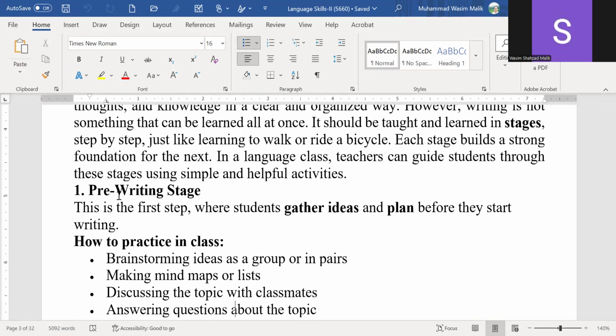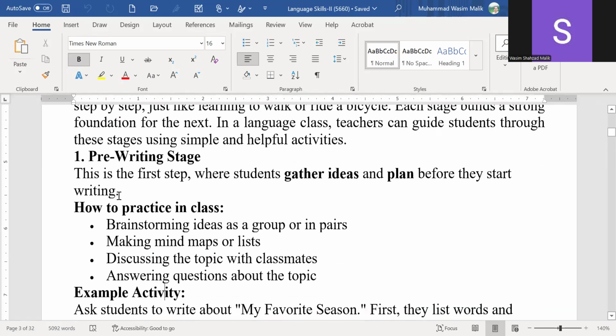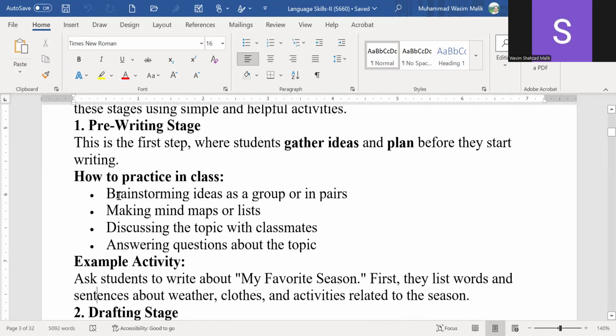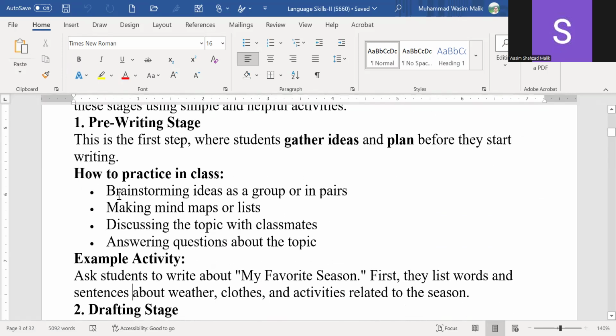Answering questions about the topic. Example activity. Ask students to write about my favorite season. First, they list words and sentences about weather, clothes, and activities related to the season.